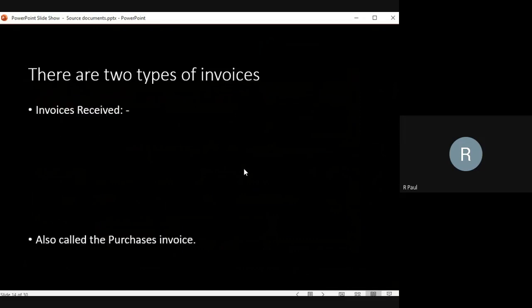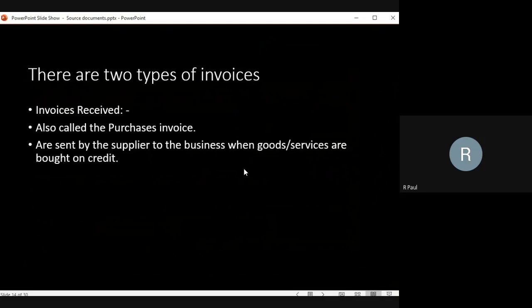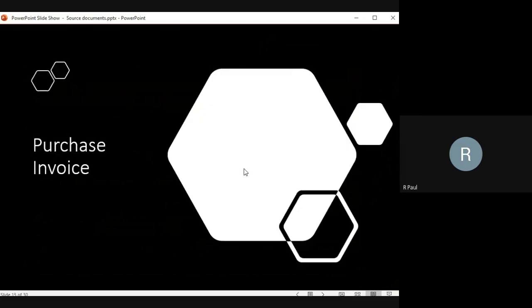Invoices received, also called purchase invoices. Purchase invoices are sent by the supplier to the business when goods or services are bought on credit. A purchase invoice, as I said before, is given to a customer when goods are bought on credit.